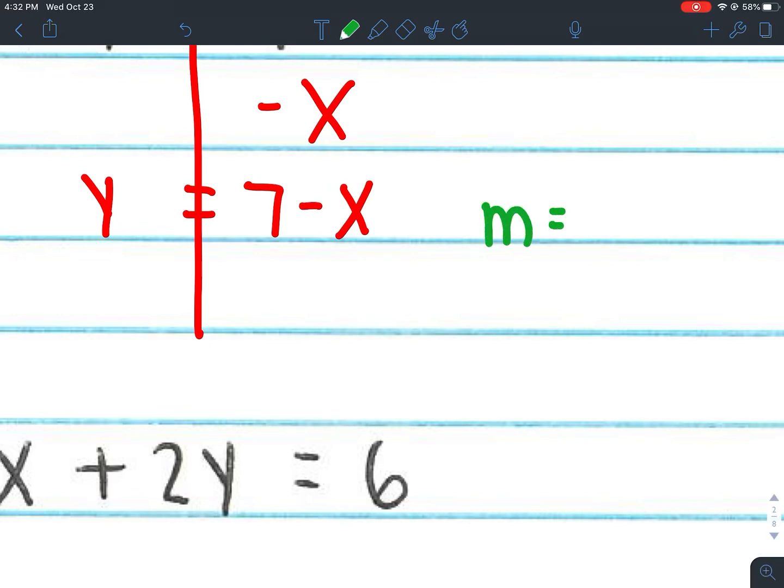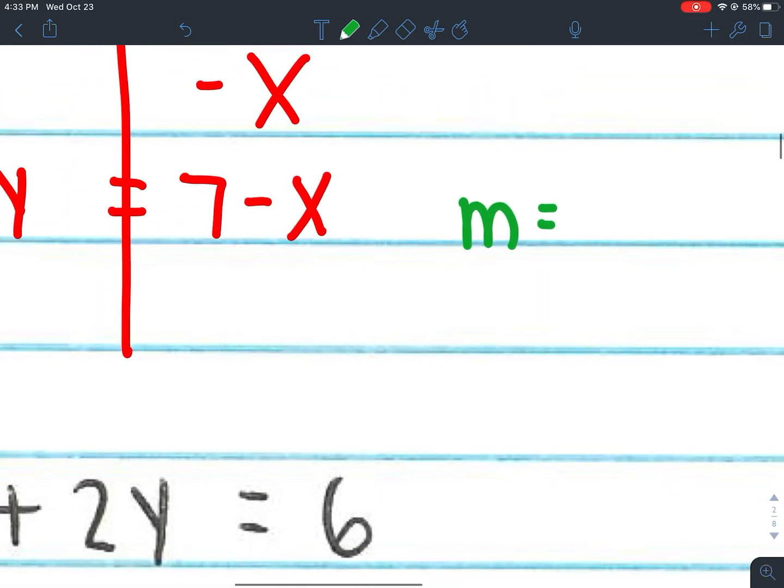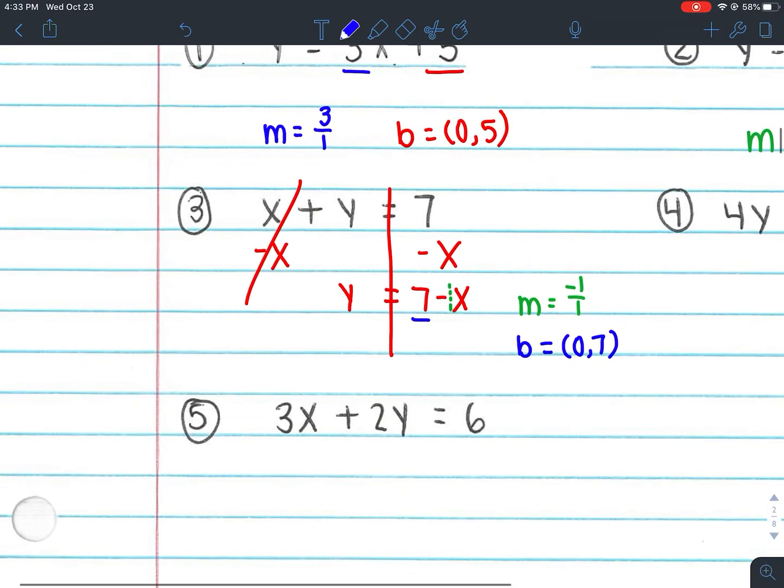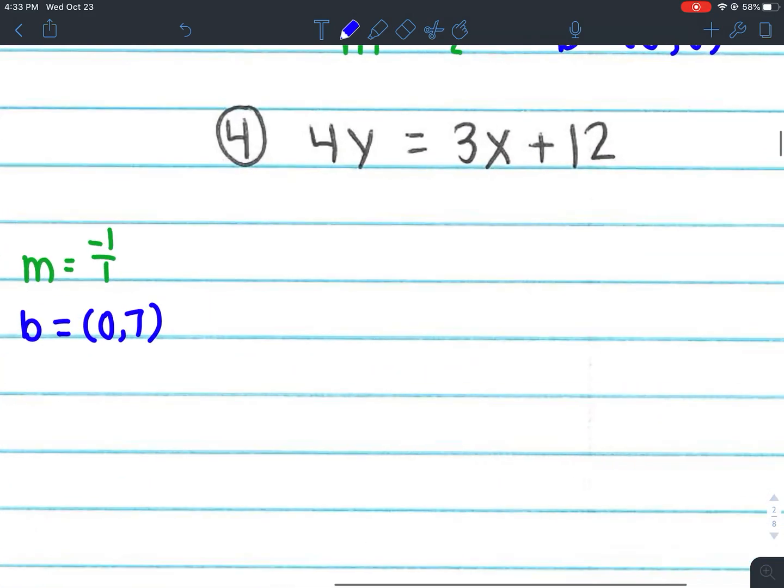And now it's in y equals mx plus b form. Even though the b is in the front and the mx is in the back, that's okay. Now first we want to identify the slope, and the slope is the number attached to the x. What number is really attached to the x in front of it? A negative 1. So our slope here is negative 1 over 1. What's our y-intercept? Our y-intercept is going to be the 7, so 0, 7.